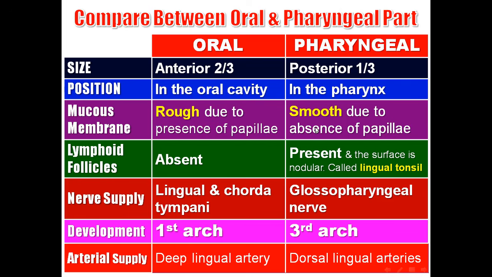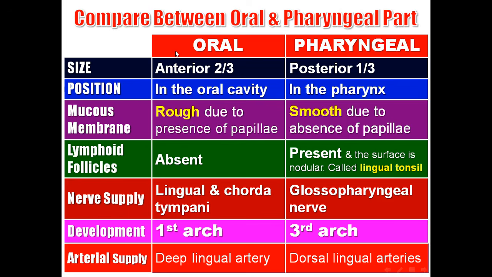Regarding lymphoid follicles, they are absent in the oral part. The pharyngeal part contains lymphoid follicles, which are called the lingual tonsil. That's why the dorsal surface of the posterior 1/3 is nodular, although it is smooth. Regarding the nerve supply, the oral part is supplied by the lingual nerve and the chorda tympani branch of the facial nerve. The pharyngeal part is supplied by the glossopharyngeal nerve.